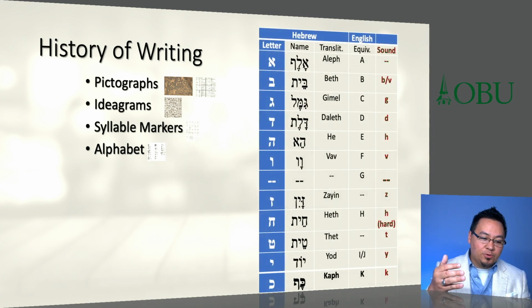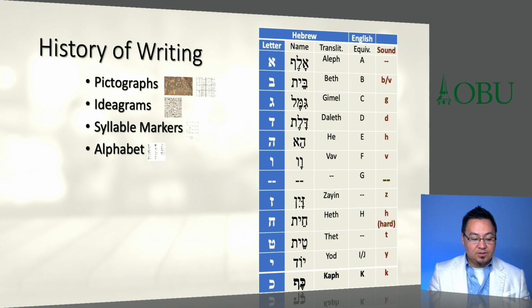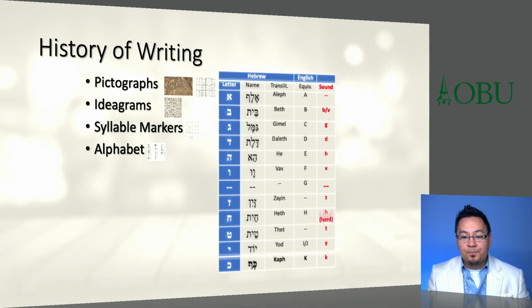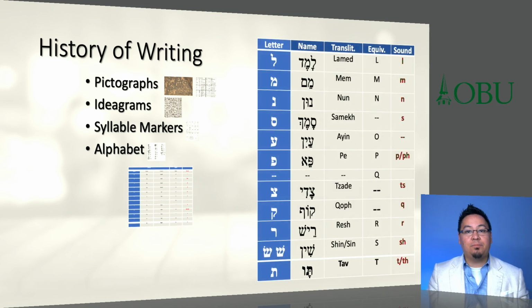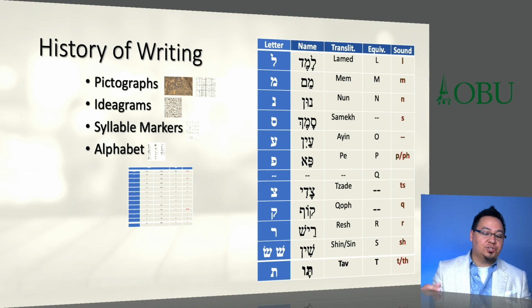And so let's walk through the Hebrew alphabet together, okay? And so you see it right there. Aleph, Bet, Gimel, Dalet, He, Vav, Zayin, Het, Tet, Yod, Kaf. And it carries on. Lamed, Mem, Nun, Samek, Ayin, Pei, Sade, Kof, Resh, Shin, and Tav.